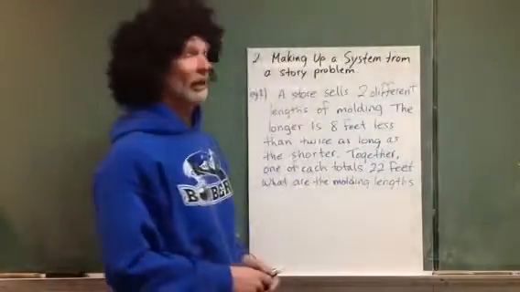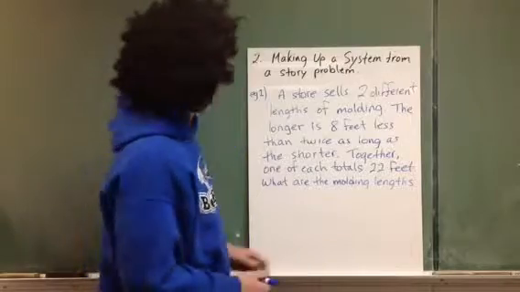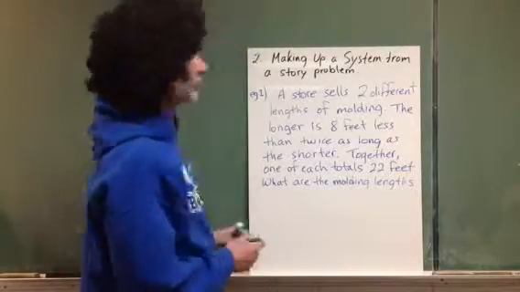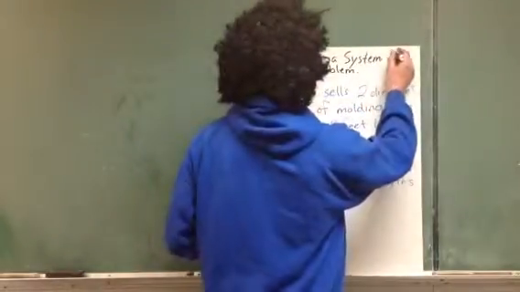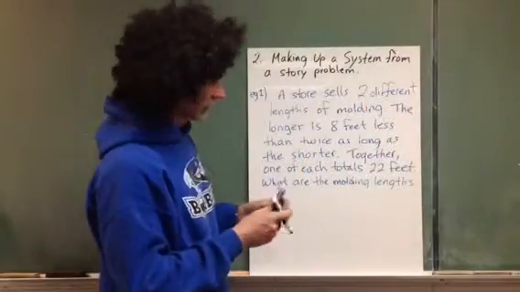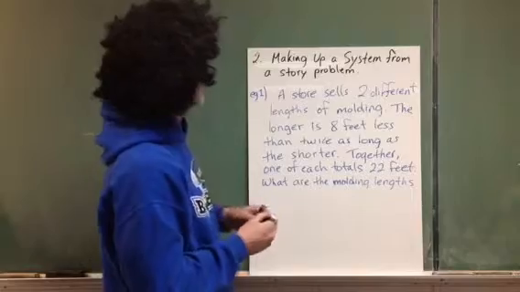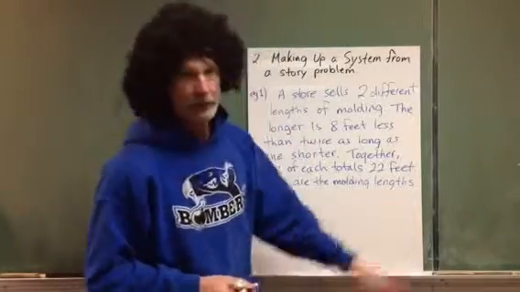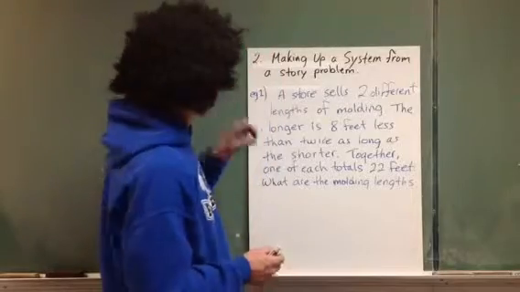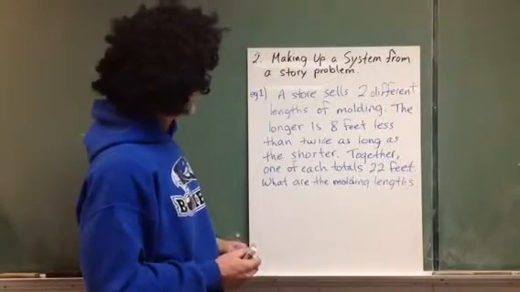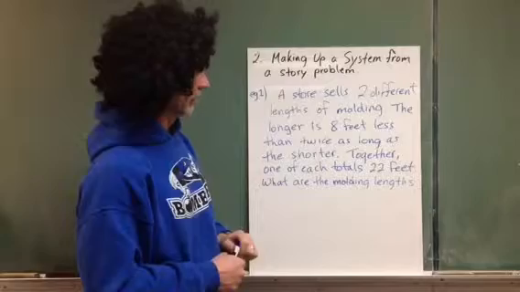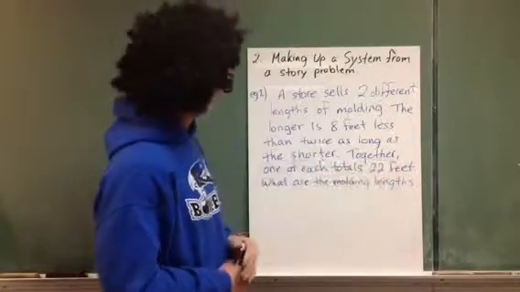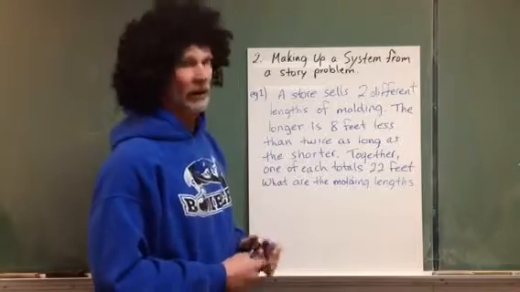Okay, that brings me to the second part of the video, and that's about making up a system from the story problem. So, here's the first question. A store sells 2 different lengths of moldings. Moldings are those things that we use for our baseboards or crown moldings. The longer is 8 feet less than twice as long as the shorter one. Together, one of each of the moldings totals 22 feet. What are the molding lengths?